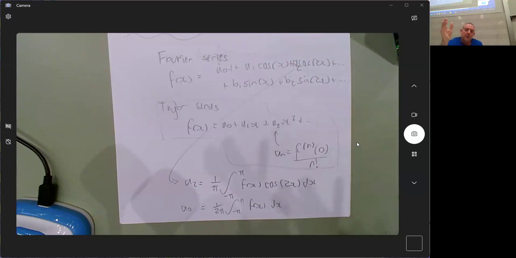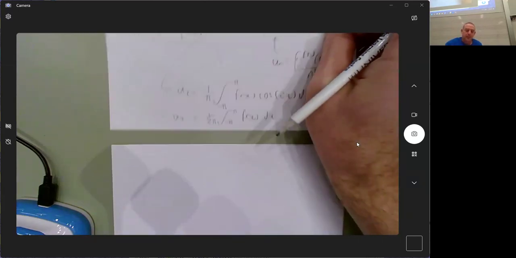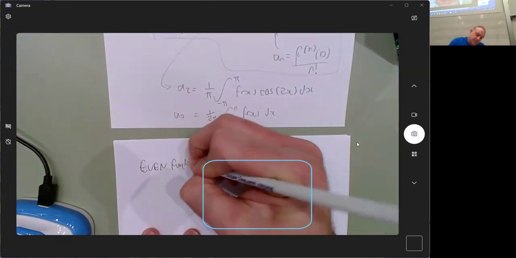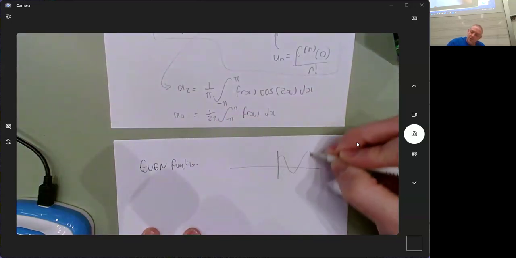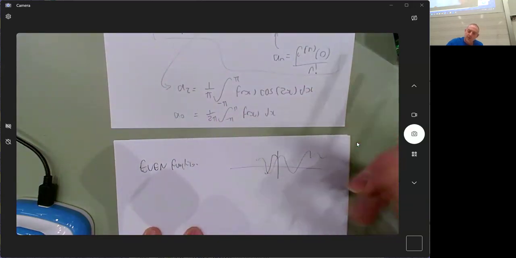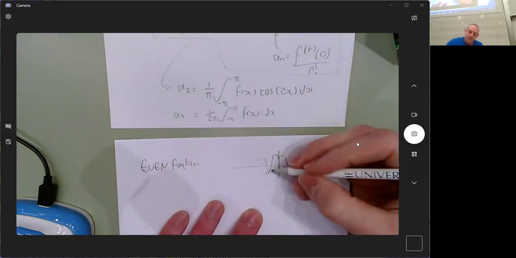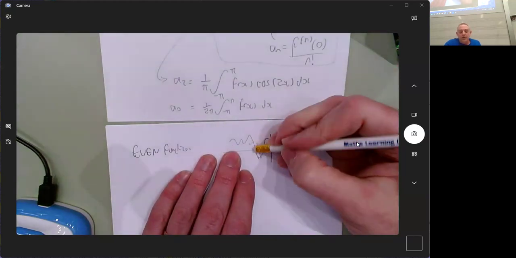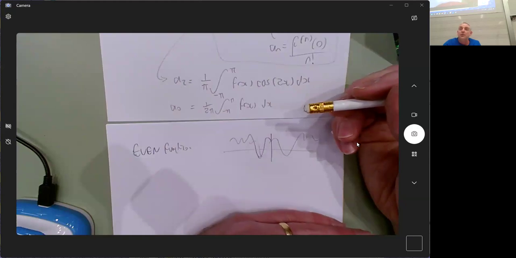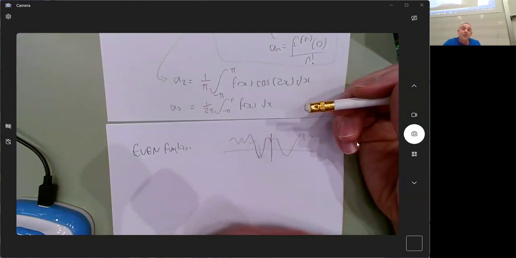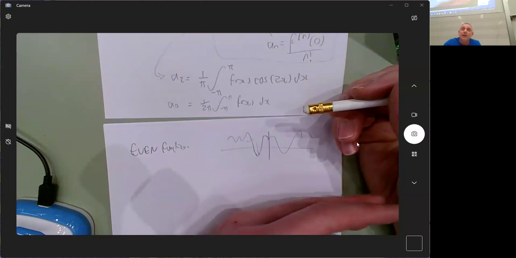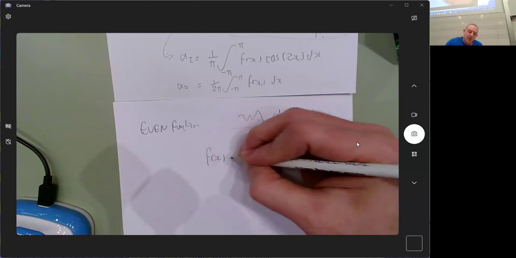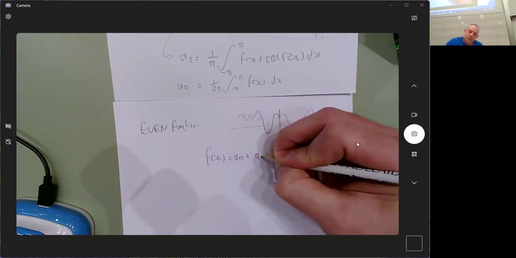Let's step back. If you have an even function, what that means is that your function is the same on both sides, like that. It turns out that when you do your Fourier series, you only get coses. That's because sine is an odd function and it's just not going to be involved when you make an even function. So your f of x only involves coses or the constant.